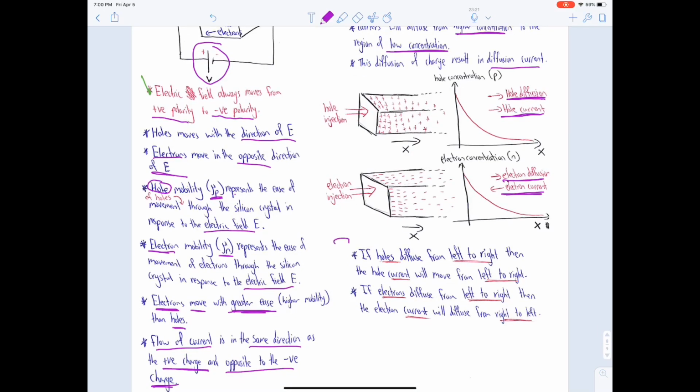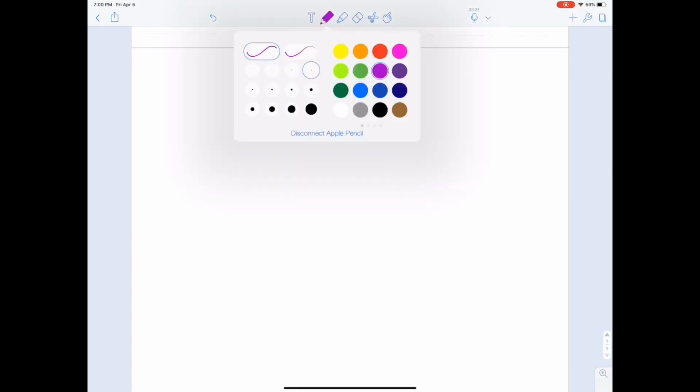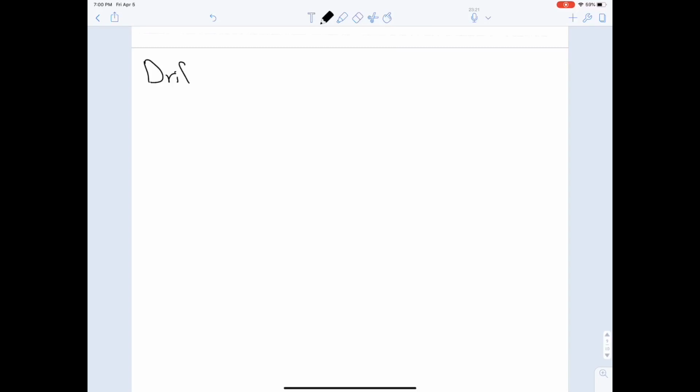This is described in here. Okay? If holes diffuse from left to right, then the hole current will move from left to right. Whereas if electrons diffuse from left to right, then the electron current will flow from right to left, which is the opposite. Okay, moving on. So we were discussing the drift current. What equations do we have in the drift current? Okay, let's talk about the p-type and the n-type.